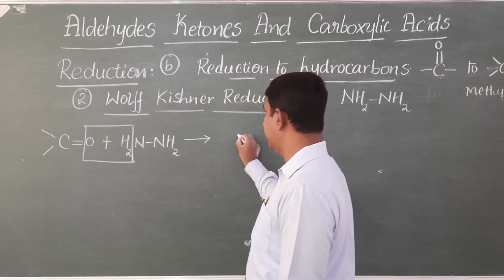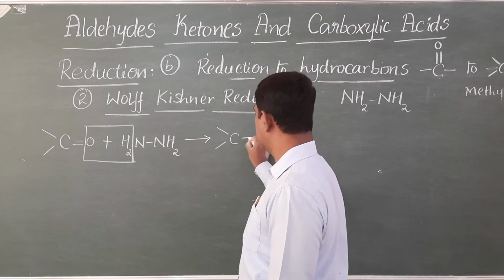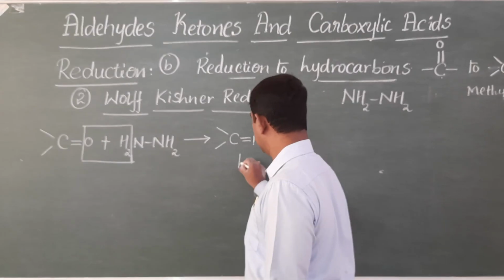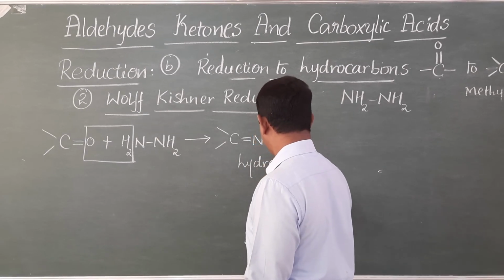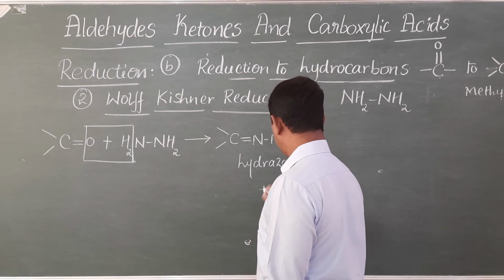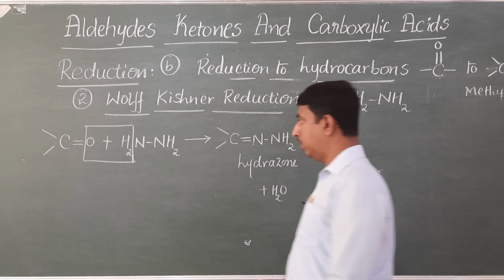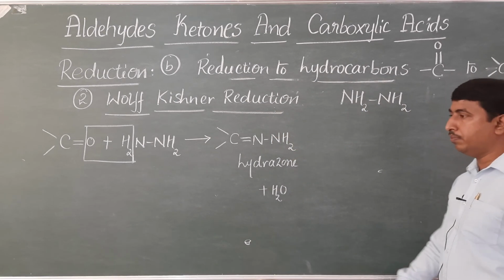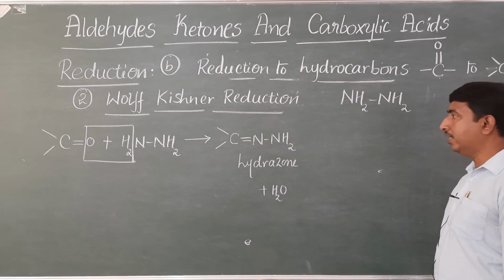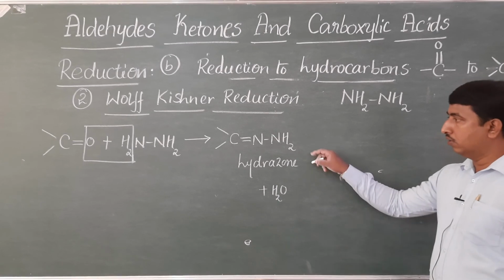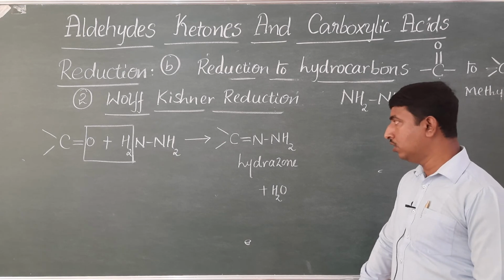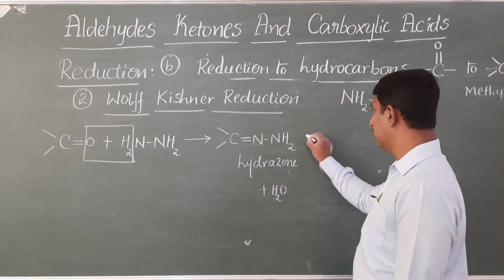So the product formed is C double bond NNH2. This is hydrazone, along with water, H2O. So what is the first step? In the first step, aldehyde or ketone is treated with hydrazine, a reducing agent. With the removal of water, hydrazone is obtained.